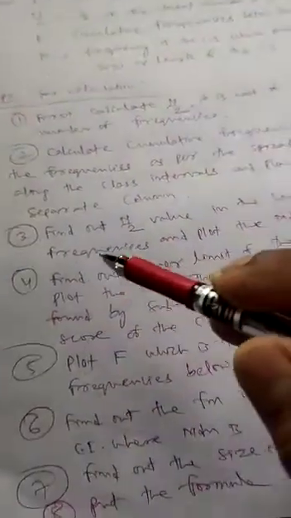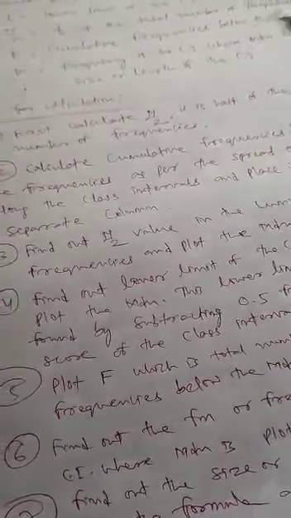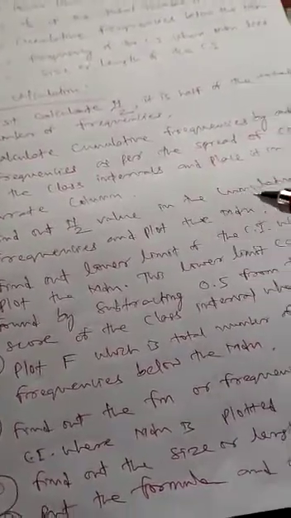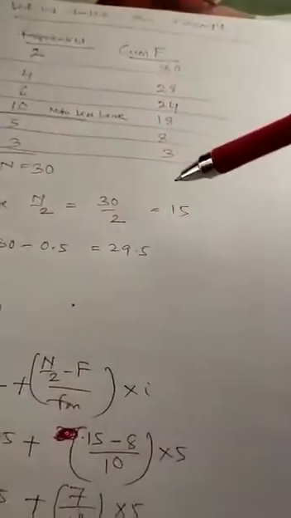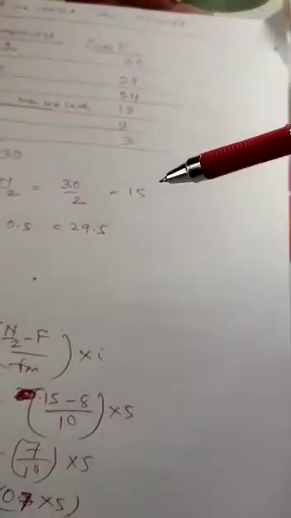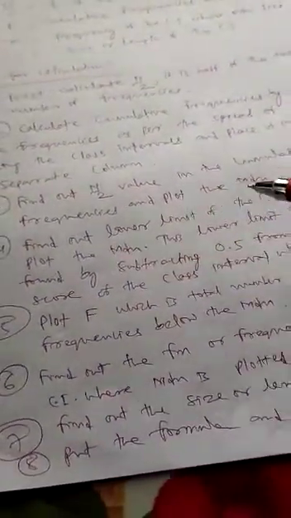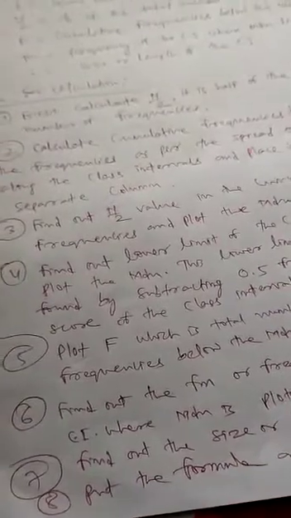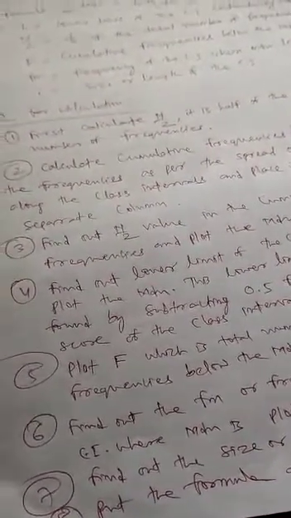So next, we have to find out the n by 2 value. The value which we have found here is to be located in the cumulative frequency. जो cumulative frequency दिया होगा यहाँ में, उसमें जो n by 2 निकला है उसको हमको देखना है कहाँ में है. Then we have to plot the median there, because we know the median is the exact 50%. Therefore, we have to plot the median where n by 2 falls.